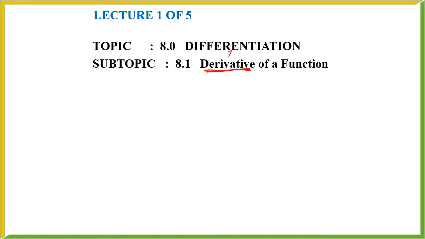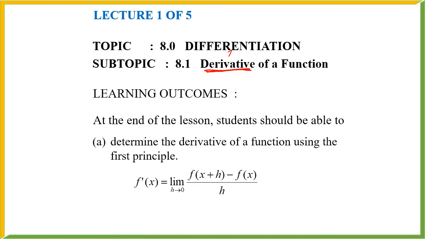For the first lecture out of 5 lectures for this chapter, at the end of the lesson, students should be able to determine the derivative of a function using the first principle. So we have the formula for the first principle. This formula is using the concept of limit. That's why chapter 7 is important for you to understand. It's about the differentiation itself.